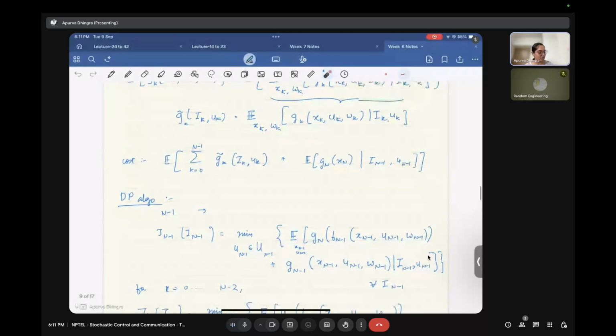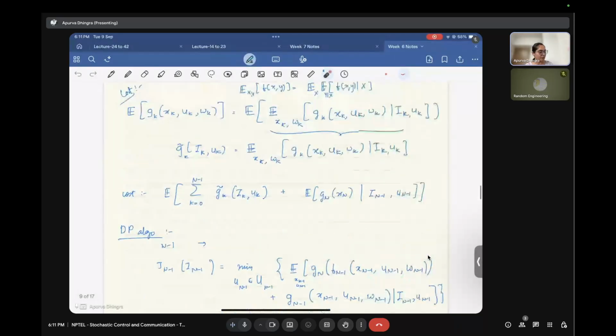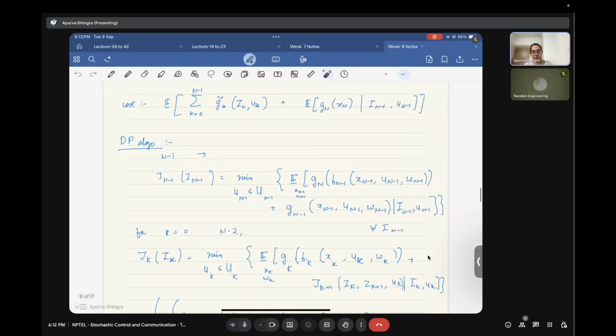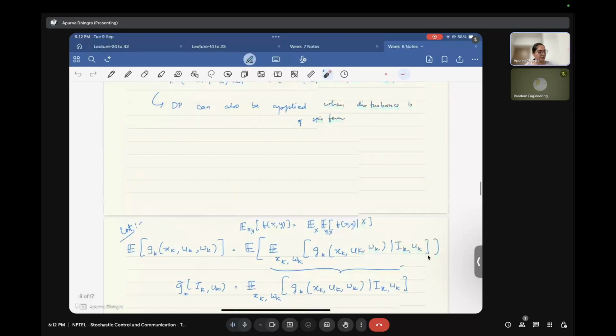The only catch is that while we are doing DP, we have to remember what information is available at any given time. It is important. Conditional on the information and the action, both of those things change the kind of cost that we can actually work with. This shows up in the DP algorithm as well.